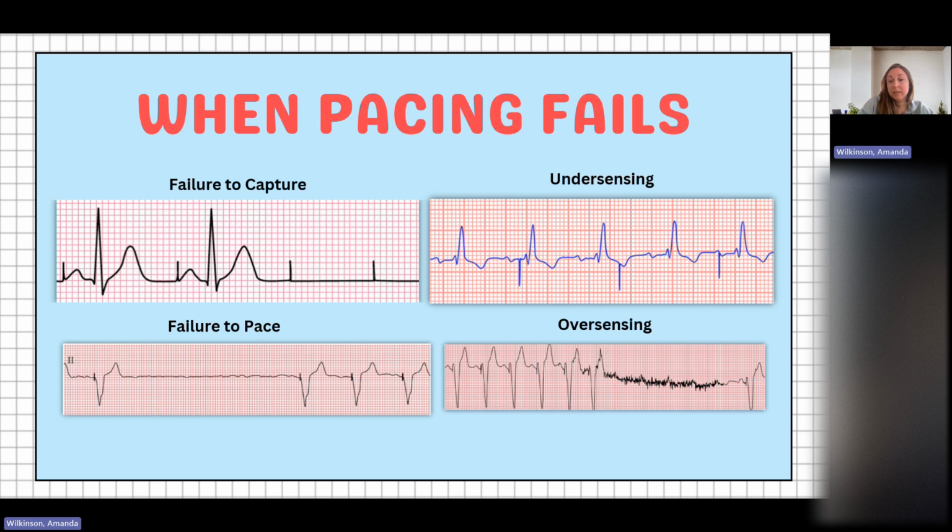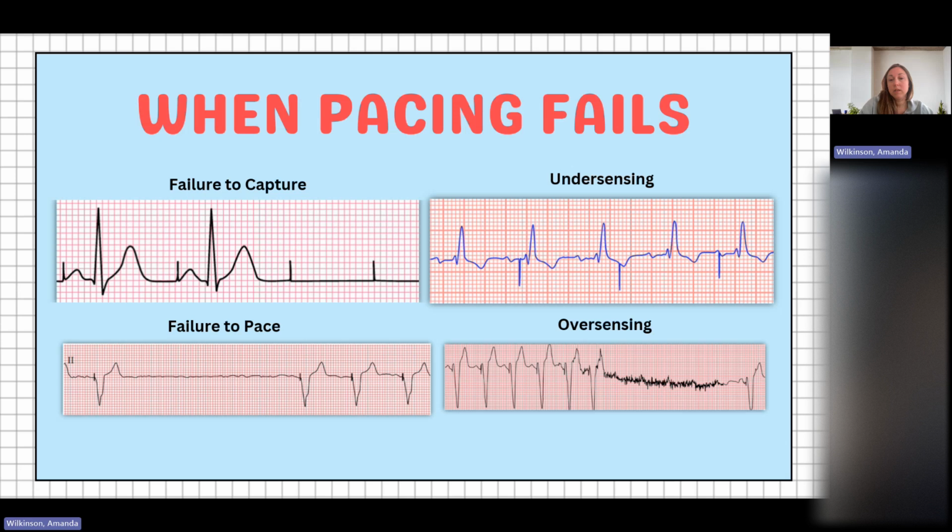We have our failure to pace. There are no pacer spikes at all when you expect them, even though the heart isn't beating on its own. This can lead to significant bradycardia or asystole as well. So this is where we want to check our batteries, leads, connections, and escalate appropriately.